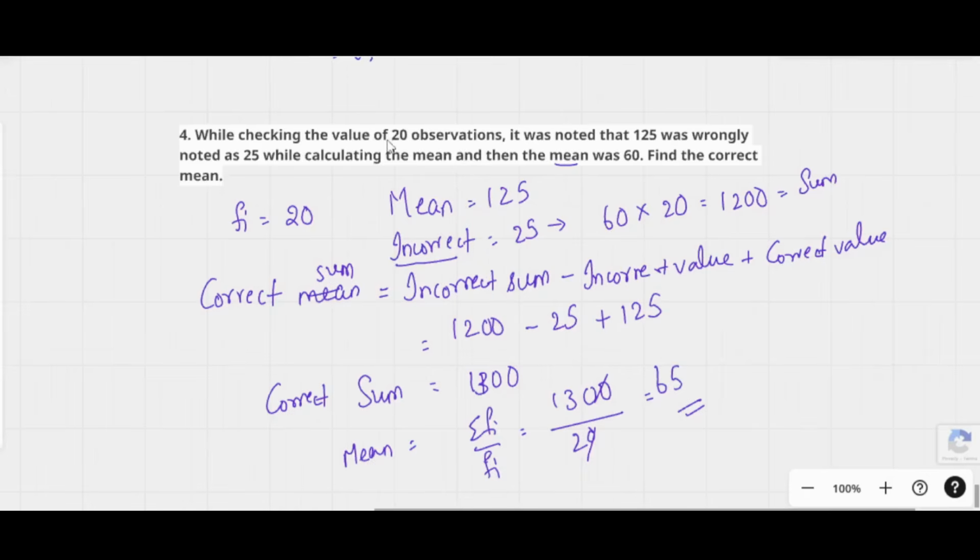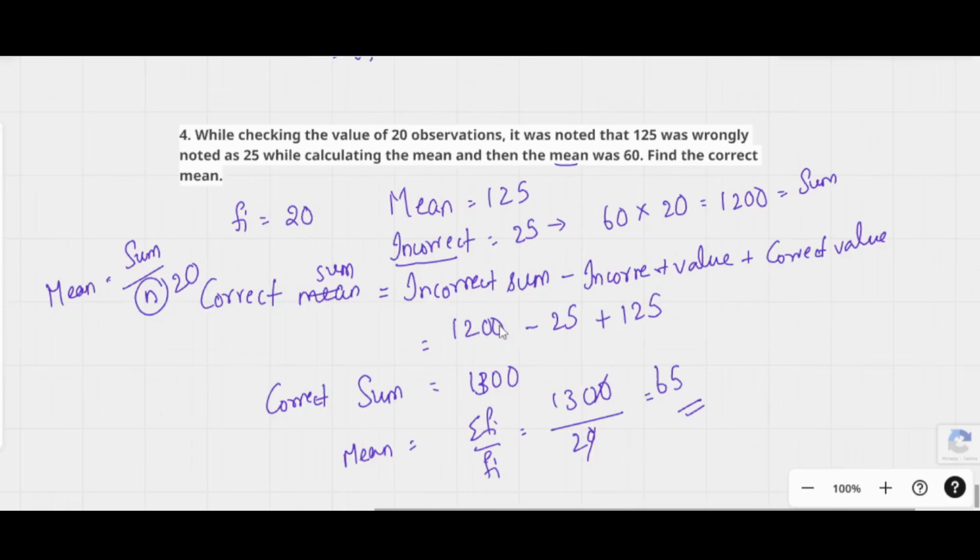So they have given 20 observations. Okay. And it was noted that 125 was wrongly noted as 25. So what am I doing? First I have taken the sum. What is mean? Mean is nothing but the sum of all observations divided by the total number of observations. We know the total number of observations is 20 and we don't know the sum. So first let us find the incorrect sum. The incorrect sum when 25 was included was 1200.